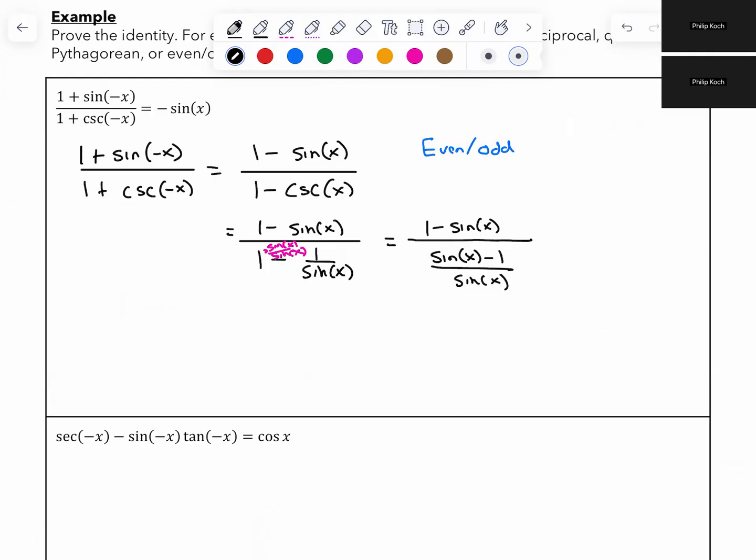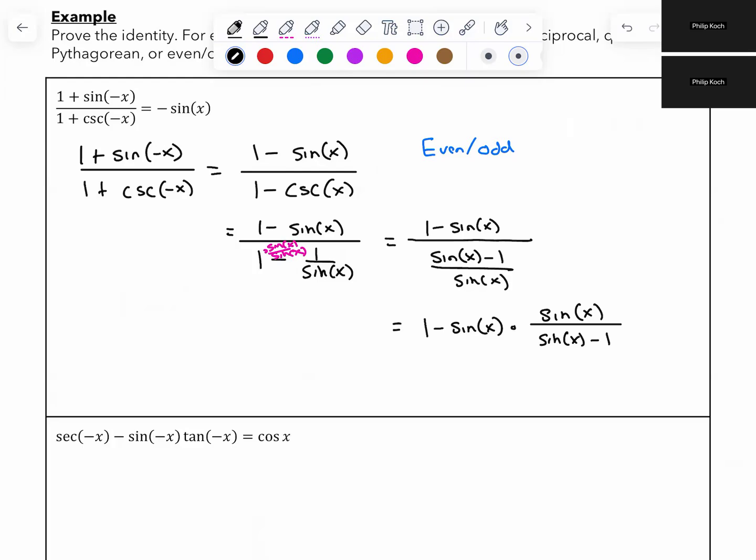Common denominators, always a good option. Maybe it works, maybe it doesn't. But so multiply by sine of x over sine of x is that 1. Now you have a common denominator in the big denominator. So it becomes sine of x minus 1 over sine of x. You're dividing by a fraction, so you can flip and multiply. This then becomes 1 minus sine of x times sine of x divided by sine of x minus 1. Okay.